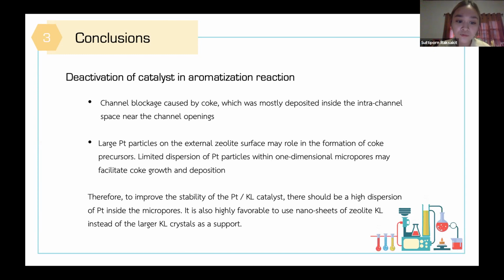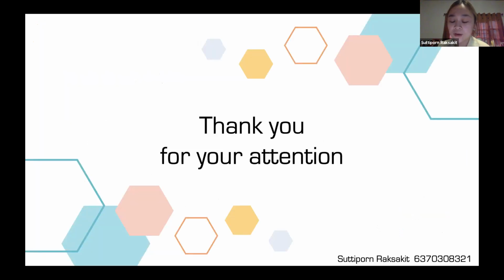Therefore, to improve the stability of the platinum supported on zeolite KL catalyst, there should be a high dispersion of platinum inside the micropore. It is also highly favorable to use nanosheets of zeolite KL instead of the larger zeolite KL crystals as a support. Thank you for your attention.